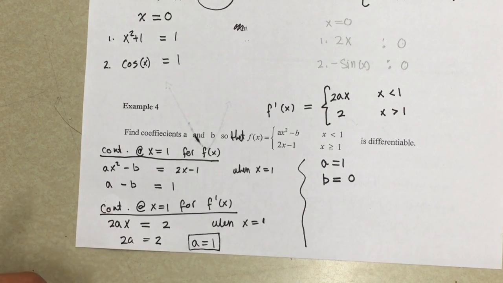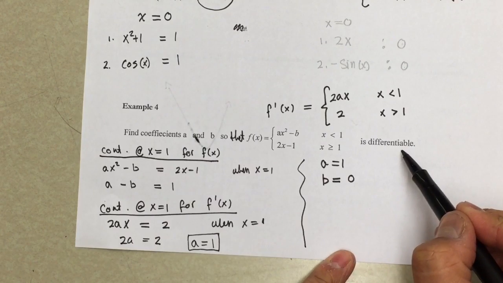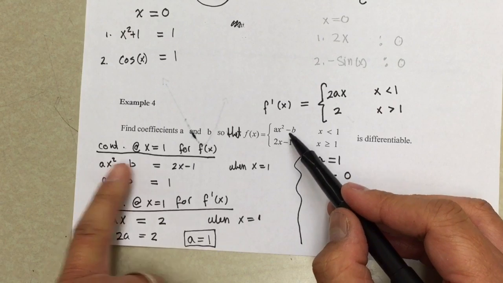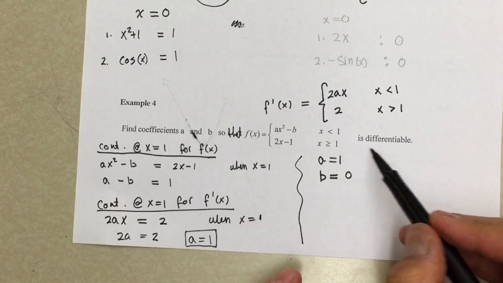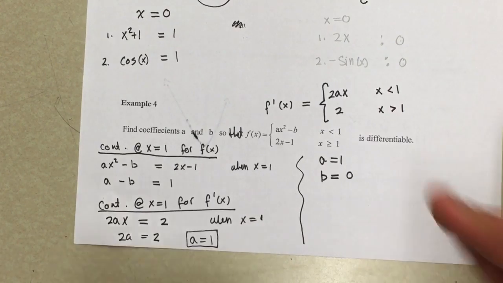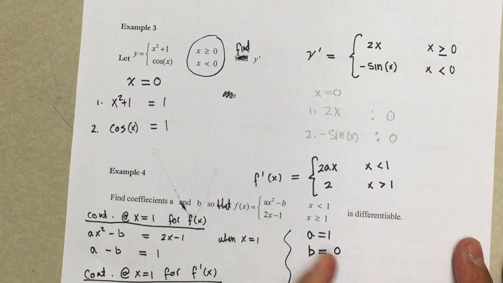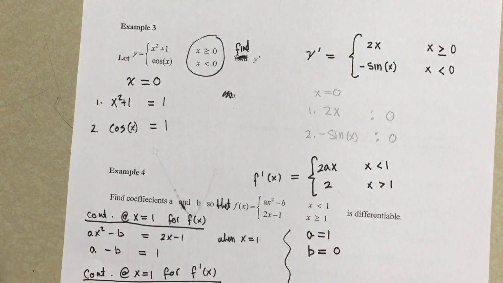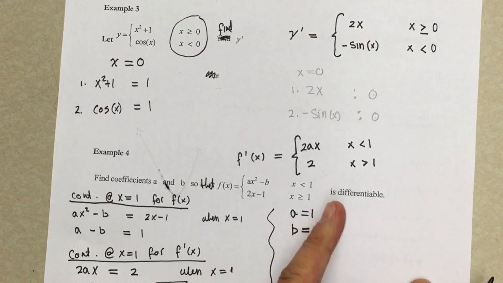So we answered this question already. We found coefficients a and b that make this function differentiable. If a equals 1 and b equals 0, this function is guaranteed to be continuous, and so its derivative is also guaranteed to be continuous, which satisfies these two conditions. And that means that the function is differentiable at the boundary, which means it's differentiable everywhere, because the only place that it is not differentiable is at the boundary. But we just fixed this a and b value so that it's differentiable at the boundary.